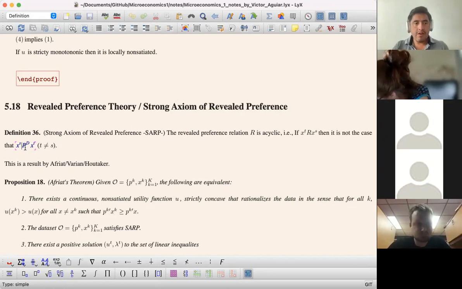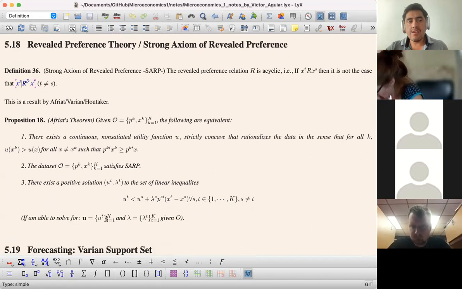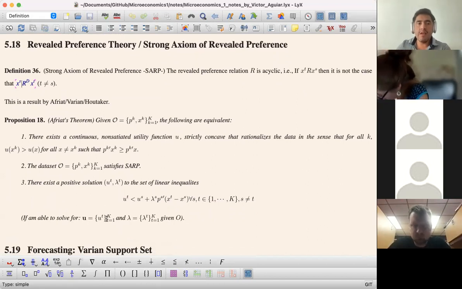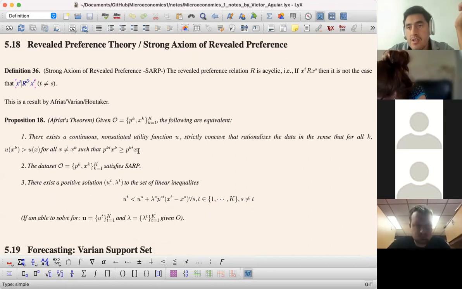Now, I'm just gonna state the theorem. It's very simple. The theorem says there exists a continuous non-satiated utility function U that is strictly concave that rationalizes the data in the sense that for all k, U of xk is strictly greater than U of x for all x different from xk, such that pk times xk is greater than or equal to pk times x. So the same as the previous theorem.